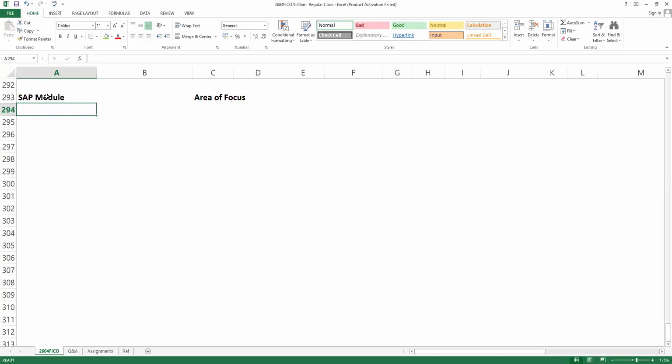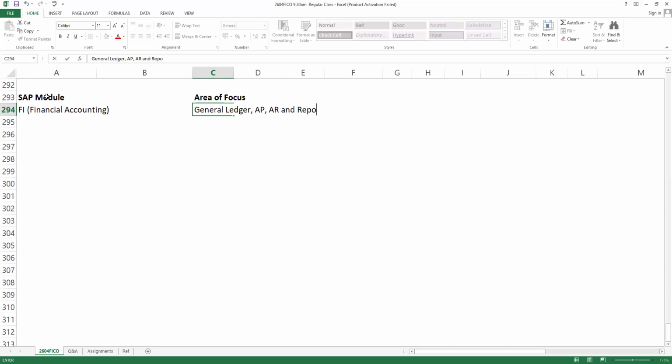Now we will go to the list of modules. The first module is FI. FI stands for financial accounting. What is the area of focus for financial accounting? It's general ledger, accounts payable, accounts receivable, and reporting. And we will have asset accounting also, and reporting. This is at a high level. This is the financial accounting module.